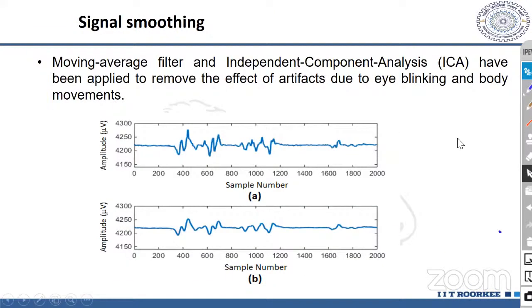Also, you may ask the question, what happened to the noise? You can remove it using the usual moving average filter or independent component analysis. So you can remove the noise.